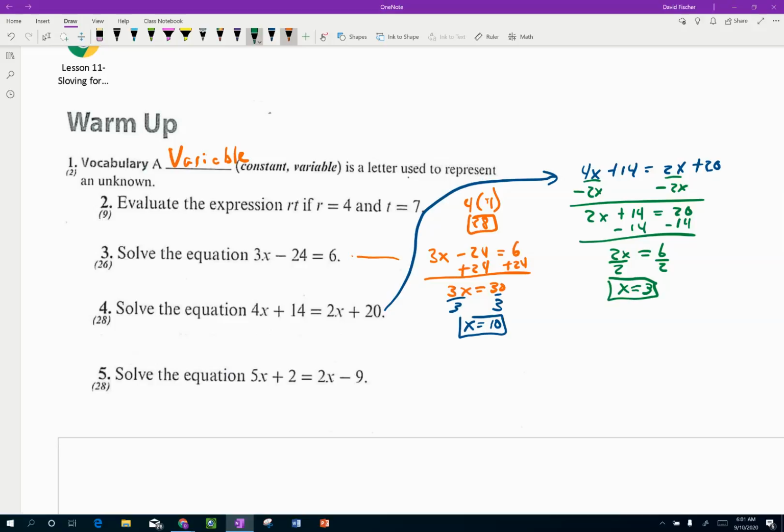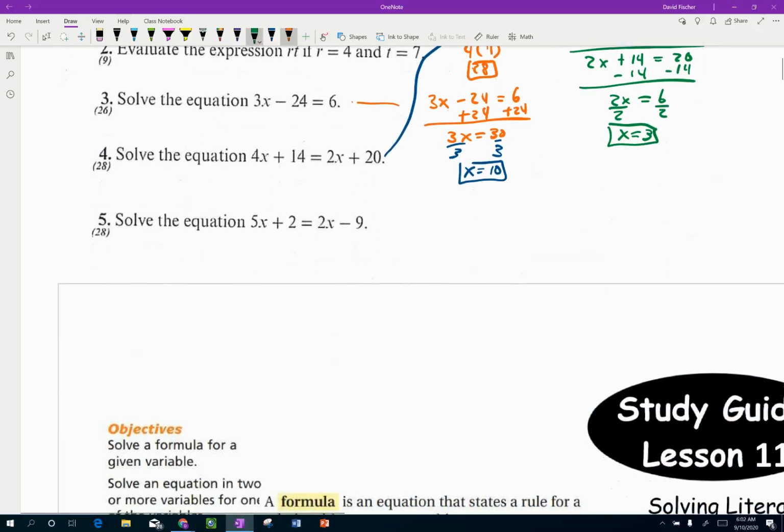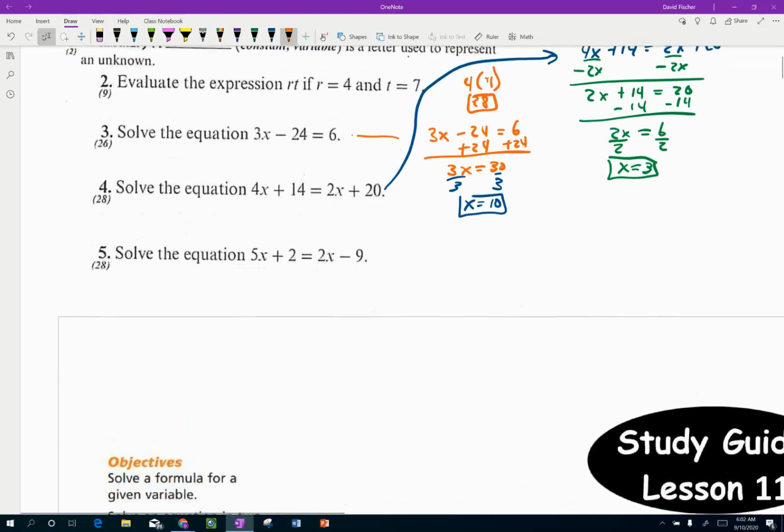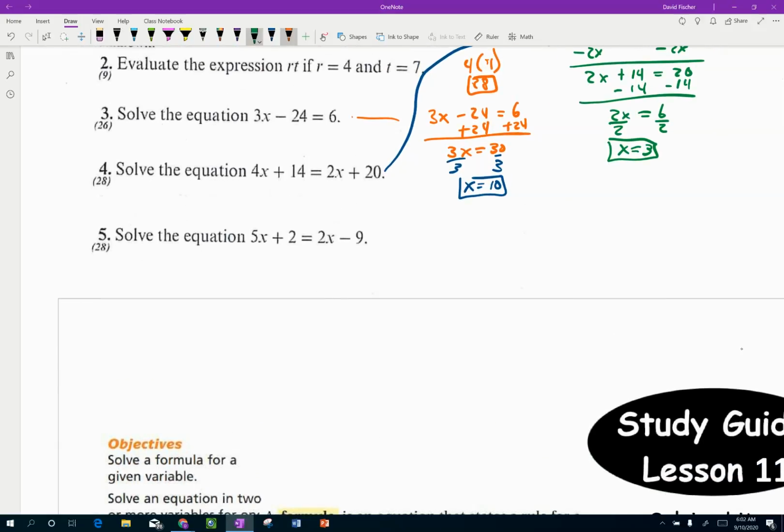Okay, so let's move on down to number 5. He said solve this equation. That one looks very similar to the other one. I got more x's on the left, so I want to subtract 2 x's. I got 3x plus 2 equals a negative 9.